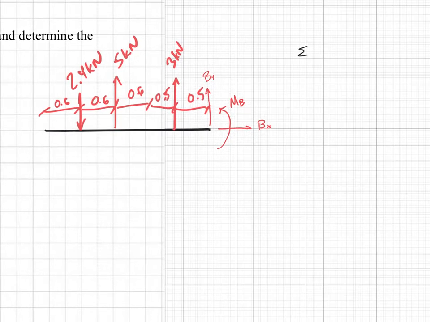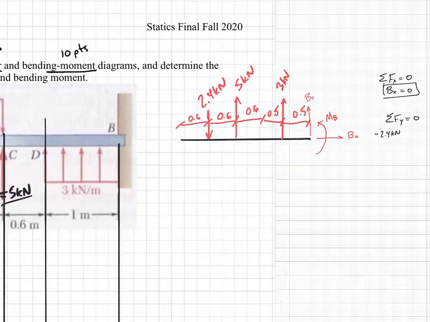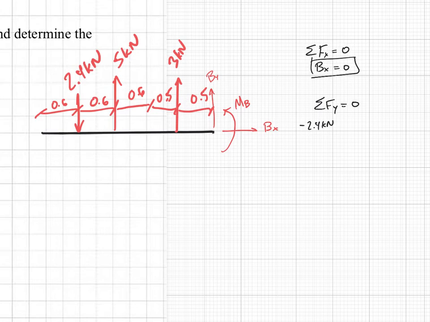The nice thing about cantilevers usually is every equation will solve itself because you just have one unknown in each equation. So the sum of the forces in the X equals 0. Bx is my only force in the X, so it equals 0. Done. The sum of the forces in Y equals 0. So I've got negative 2.4 kilonewtons, plus 5 kilonewtons, plus 3 kilonewtons, plus By equals 0. So By is 8 minus 2.4, which is 5.6 kilonewtons.